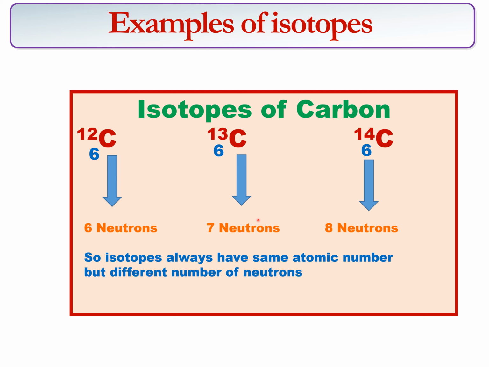And here, carbon-13 has 7 neutrons. So 13 minus 6 is equal to 7. It has 6 protons and 6 electrons. And carbon-14 has 8 neutrons, 6 protons, and 6 electrons. So isotopes always have the same atomic number but different numbers of neutrons, as you can see in this example.